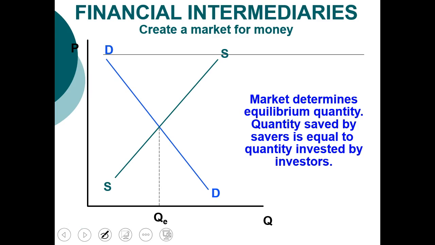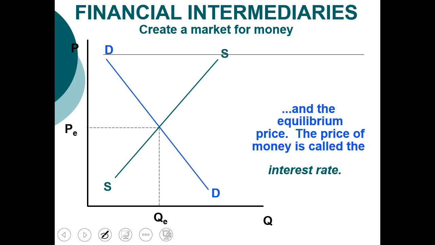So the market determines the equilibrium quantity. The quantity saved by the savers is equal to the quantity invested by the investor, which is equal to the quantity borrowed by borrowers. And the equilibrium price, the price of that money, is called the interest rate.